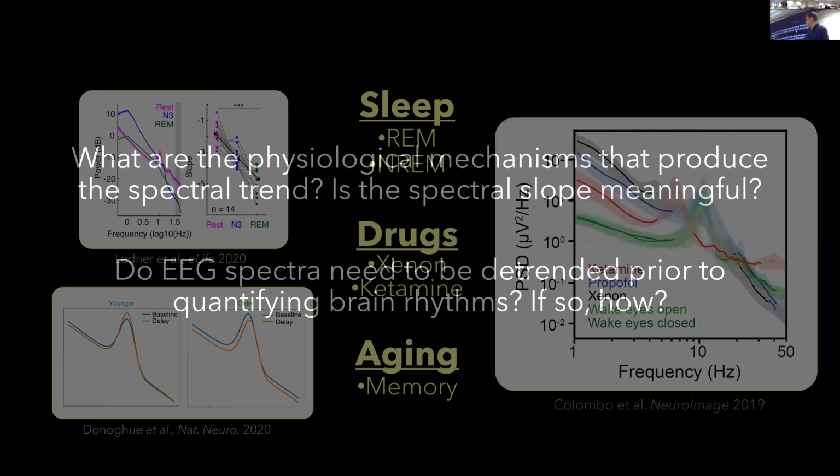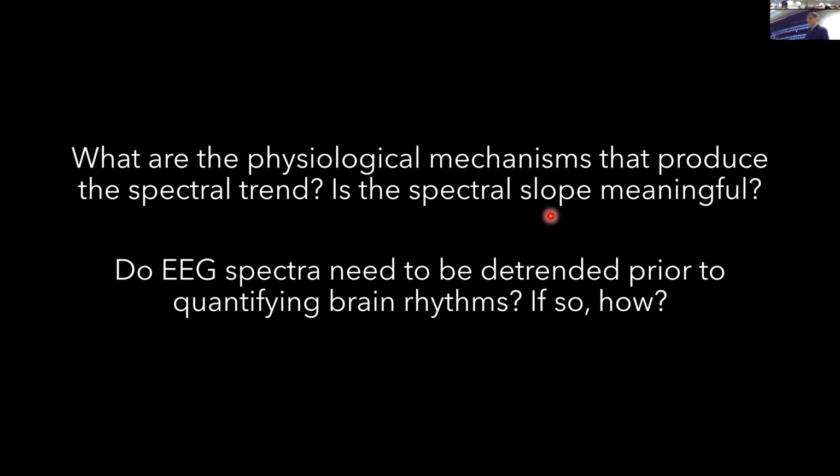So the outstanding questions in the field, despite the fact that this method has been applied many times, are: what is the physiological mechanism that produces the spectral trend? Is the spectral slope actually meaningful? Just because we can correlate it to things, does it mean something physiologically? And do EEG spectra need to be detrended? Is it okay just measuring the absolute amplitude of these brain rhythms? If it's not, that suggests that a lot of the EEG analysis done in the past 100 years might be wrong. If detrending is necessary, how should you do it?